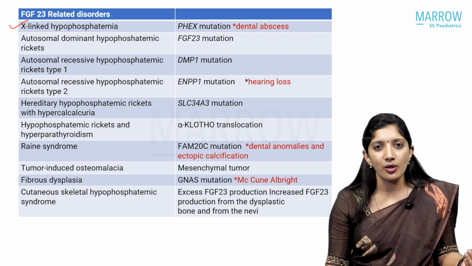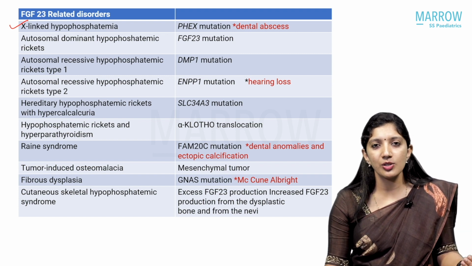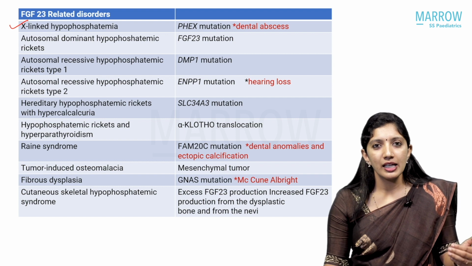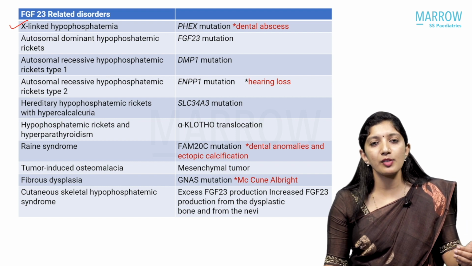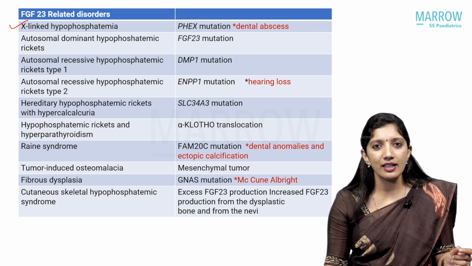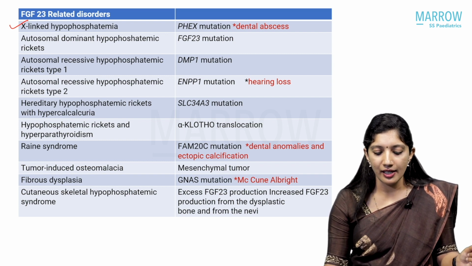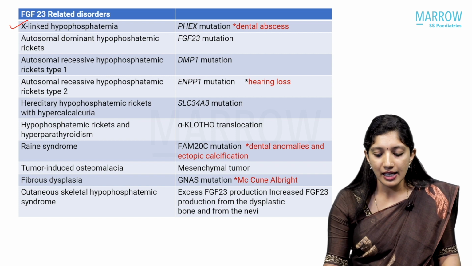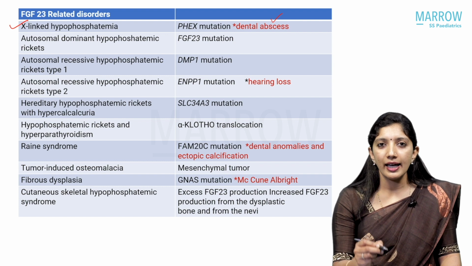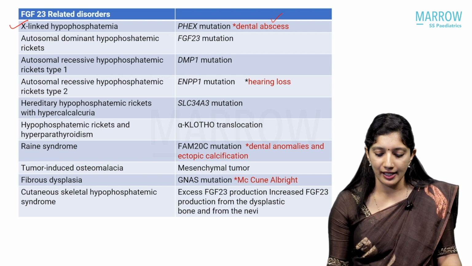It was earlier thought that PHEX mutation leads to a decreased inactivation of FGF23, whereas the new concept is that the PHEX mutation leads to unregulated excess production of FGF23 from the bone. One classical clinical feature associated with X-linked hypophosphatemic rickets is recurrent dental abscesses. So that is a clue to this X-linked hypophosphatemic rickets.